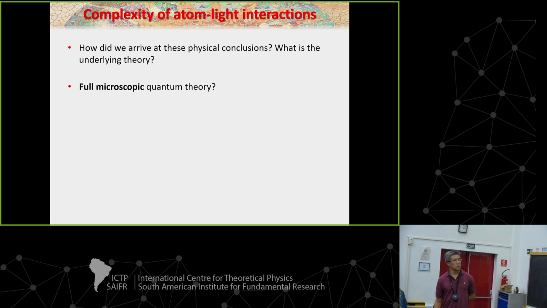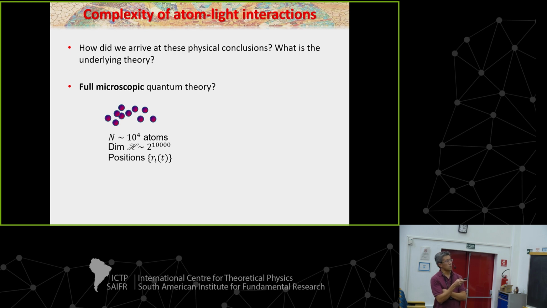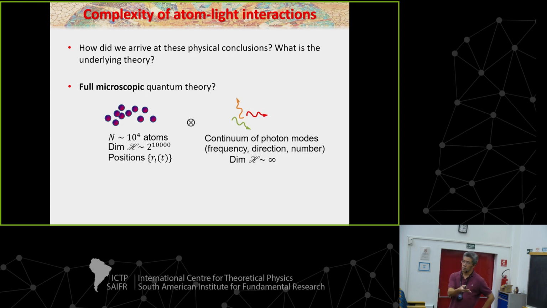If I wanted to really have a full microscopic quantum theory of light interacting with an ensemble of atoms, I would need to account for the fact that in a real experiment, there could easily be 10,000 atoms. And if each one is a two-level system, then I'm living in a Hilbert space of 2 to the 10,000. I also have the fact that the atoms are sitting somewhere in space. Those atoms could be moving around. I don't necessarily know what those positions are. And that's just the atoms. Then when I shine in propagating fields, that's actually a continuum of photon modes. So it can have any frequency, direction, photon number. That's an infinite dimensional Hilbert space. So when you look at these two things combined, it's pretty clear that you're not going to be solving that problem exactly.